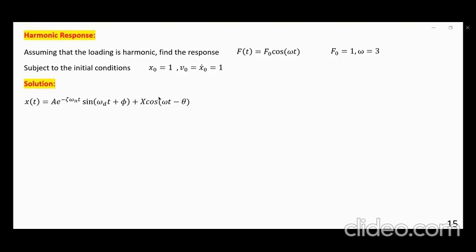Okay. So these A and phi are not the stuff on the previous slide, because those are associated with free vibration. Whenever you have a forced vibration, you just literally have to hammer it out and find out what A and phi are.